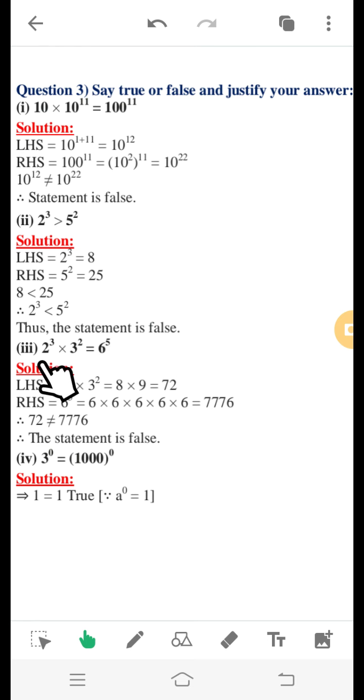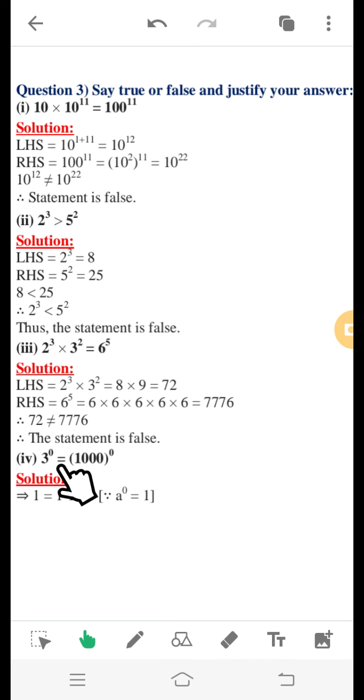Third one: 2 cube multiply 3 square is equal to 6 raised to 5. First simplify the left hand side. 2 2s are 4, 2 4s are 8. 3 3s are 9. 8 9s are 72. 6 raised to 5 means multiply 6 five times. It's 7776. So the LHS is not equal to the RHS. Therefore, the statement is false.